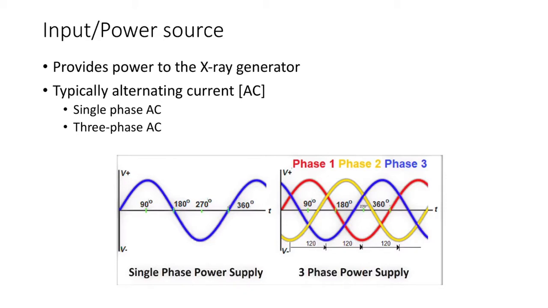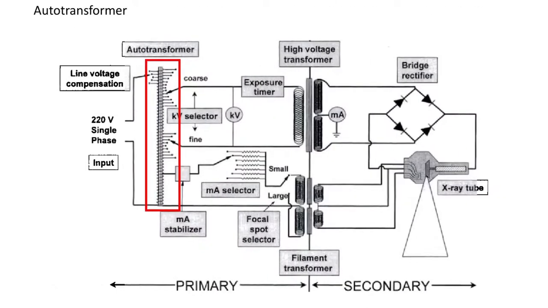Okay, then the next component is what is known as an autotransformer. An autotransformer first is a transformer, and a transformer is an electrical device which is passive. That is, it doesn't have any active electronics, but it's passive. But what it does is it serves to change the voltage amplitude and also the current amplitude.